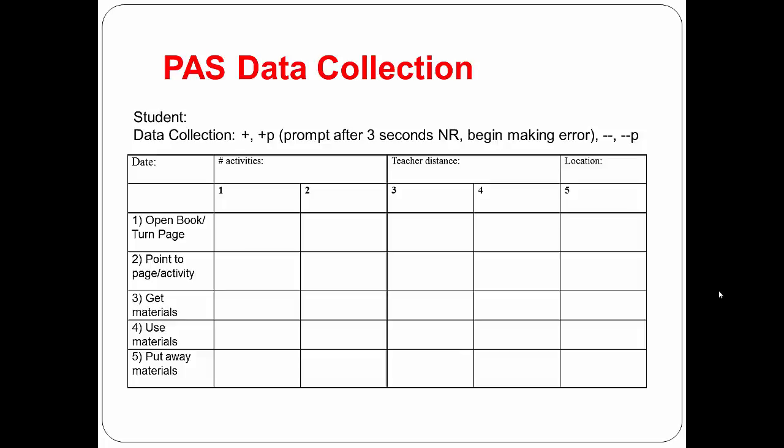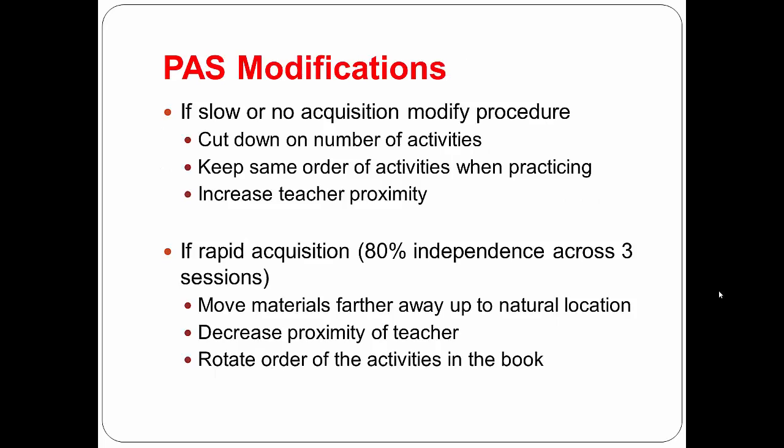Staff should score independence or prompts provided for each activity on the schedule, for whether the student opened the book or turned the page, pointed to the picture, gathered the materials needed, used the materials appropriately, and put the materials away. While many students are able to use this basic schedule format after only a few training sessions, some students may struggle. If so, the picture activity schedule procedure can be modified, perhaps by presenting fewer activities, keeping the schedule content static and unchanging, or increasing teacher proximity for more rapid prompting.